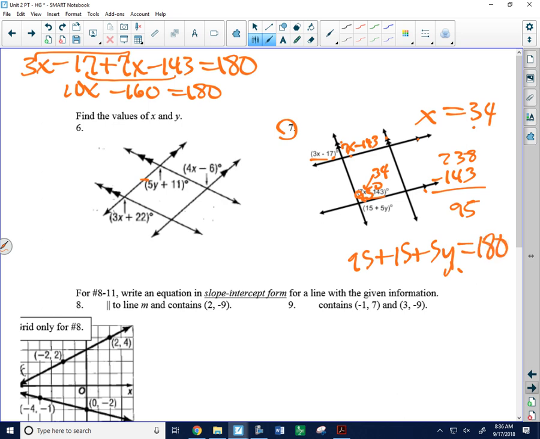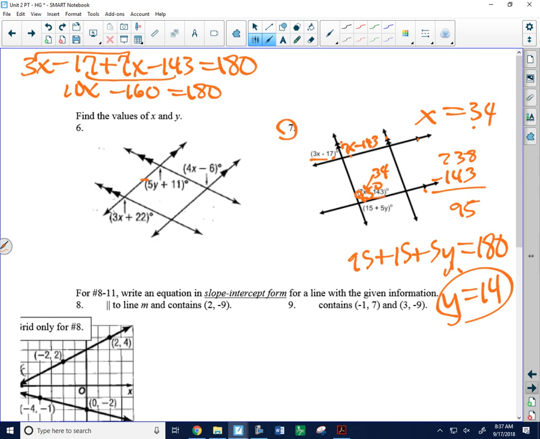Okay, so if they were corresponding, alternate interior, alternate exterior, or vertical, then you would set them equal. Linear pair and same side interior are supplementary. So let's just jump in. So you get 14. Yeah, definitely put one of those on the test.